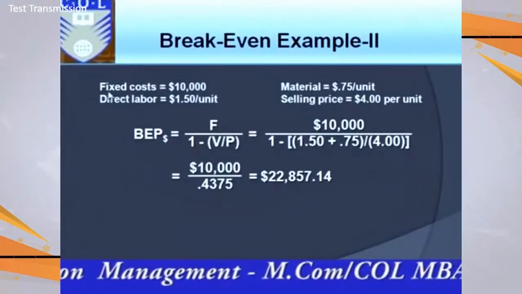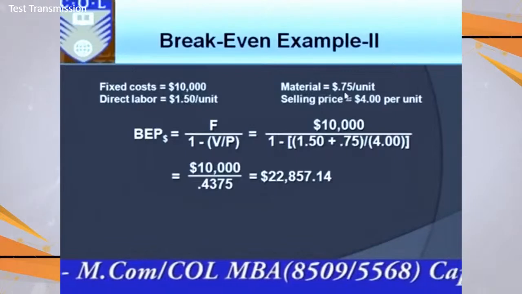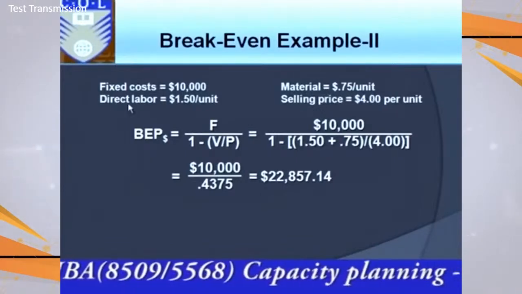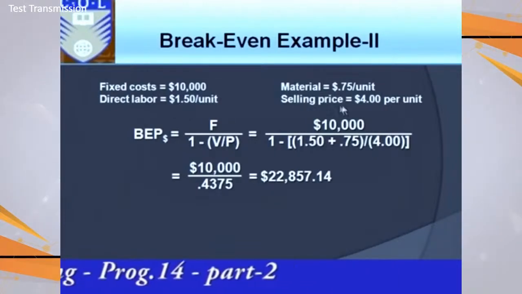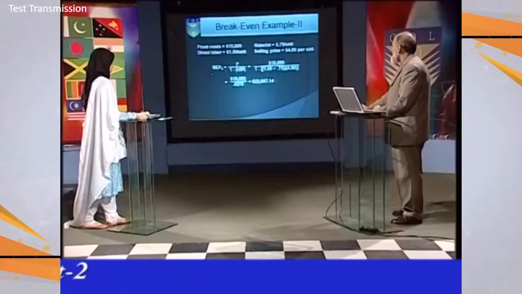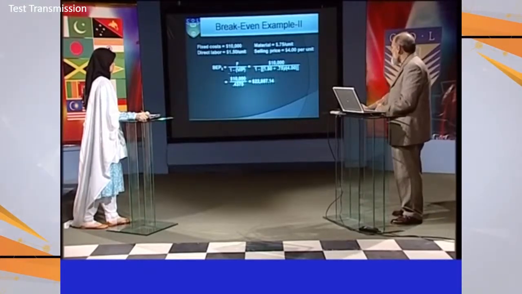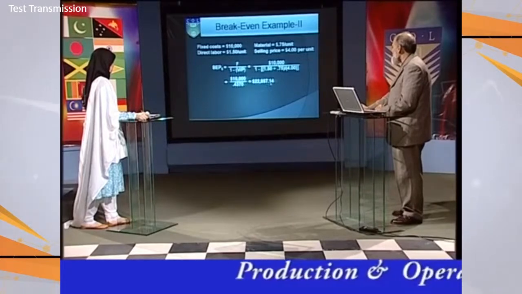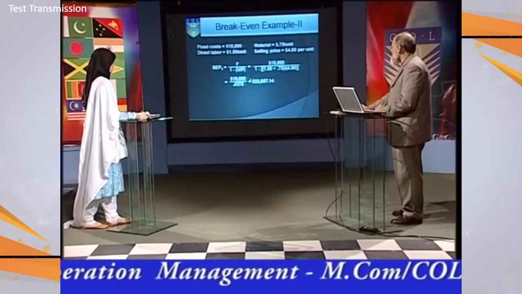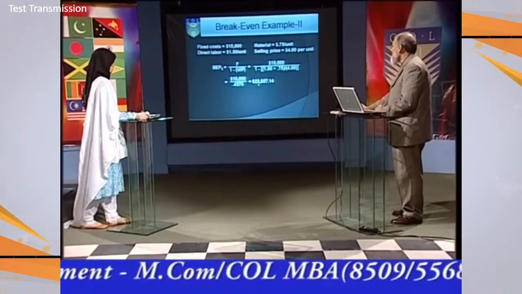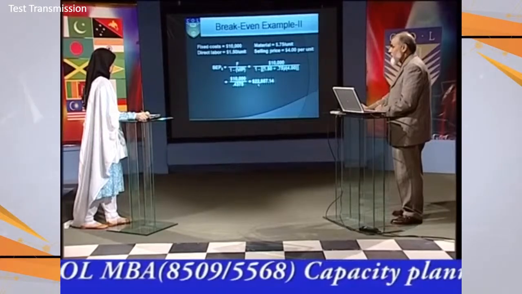If your fixed costs are $10,000, material cost is $0.75 per unit, direct labor is $1.50 per unit, and selling price is $4 per unit, your break-even point in terms of dollars, by plugging the values into the equation we came up with, will be 22,857.14. That is, when your sales volume reaches this point, that is your break-even point in terms of dollars.